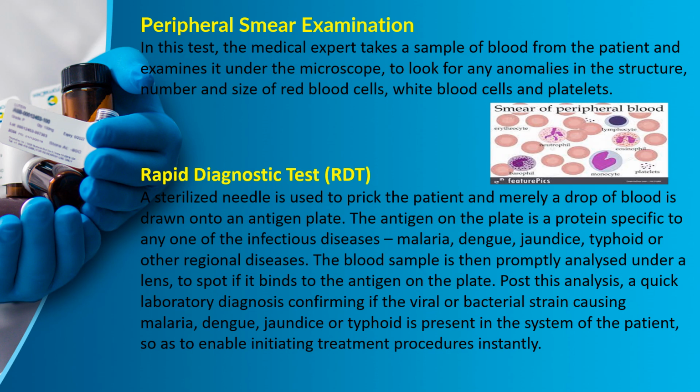For the rapid diagnostic test, a sterilized needle is pricked into the patient and a drop of blood is drawn onto the antigen plate. The antigen on the plate is a protein specific to any of the infectious diseases like malaria, dengue, jaundice, and others. The blood sample is then promptly analyzed under a lens to spot if the antibody binds to the antigen on the plate. Post this analysis, a quick lab diagnosis is confirmed whether it is a bacterial or a viral strain that causes dengue, malaria, and other such infectious diseases, so as to enable treatment instantly. So that's about the rapid diagnostic test and peripheral smear.